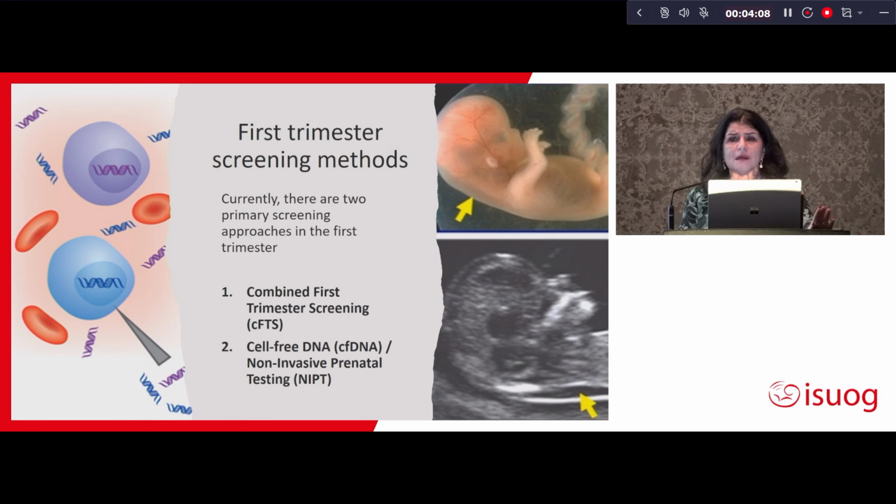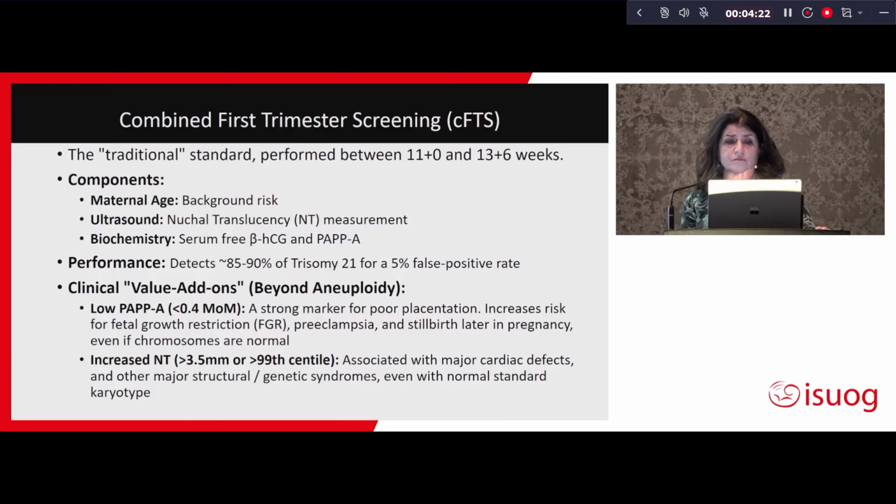So the two screening methods that you have for screening for fetal, mainly chromosomal abnormalities, but genetic abnormalities as well, if you combine with your ultrasound, is your combined first trimester screening or your cell-free DNA, your NIPT test. I'm not going to go into a lot of detail here because I know you all know what the combined first trimester screening test is.